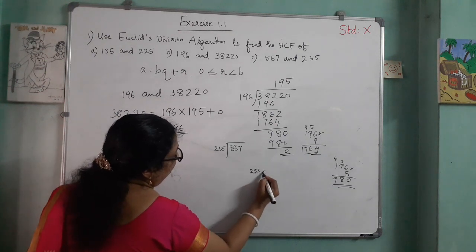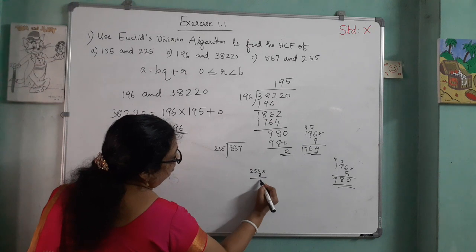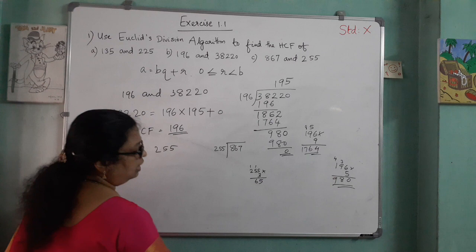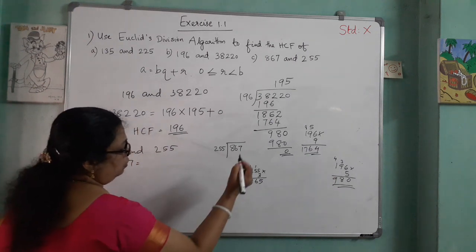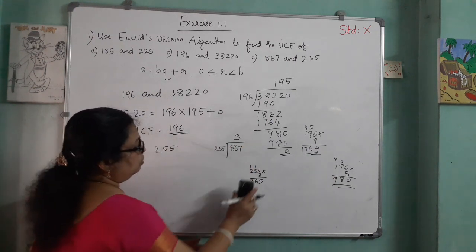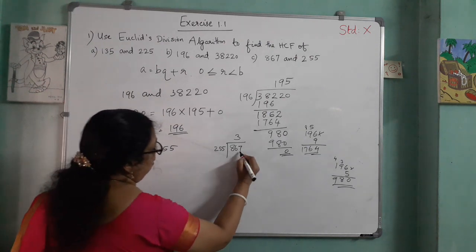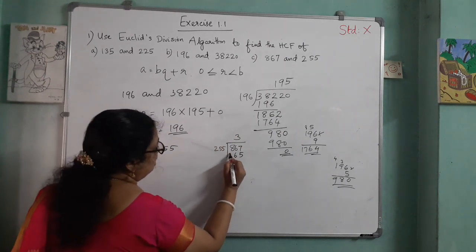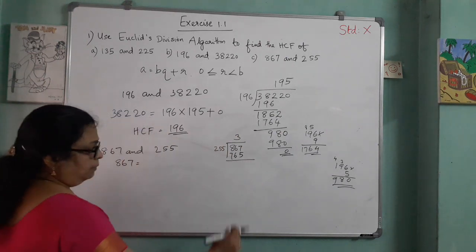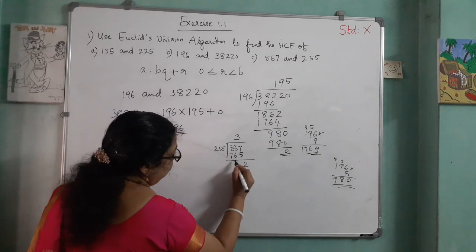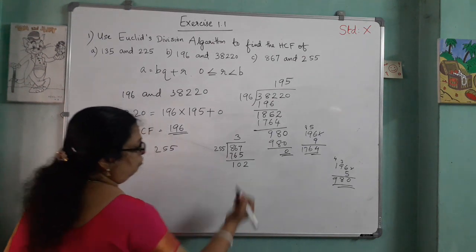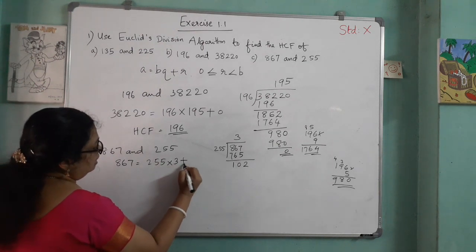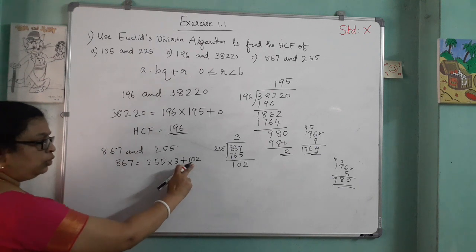So 255 into 3. 3 5s are 15, here 1. 3 5s are 15 plus 1, 16. Here 1. 3 2s are 6 plus 1, 7. So 3 times it goes. So you can write 3 times. Subtracting, 7 minus 5, 2; 6 minus 6, 0; 8 minus 7, 1. Now we can write 255 into 3 plus 102. So the remainder is not equal to 0.